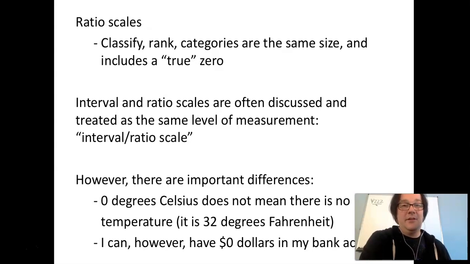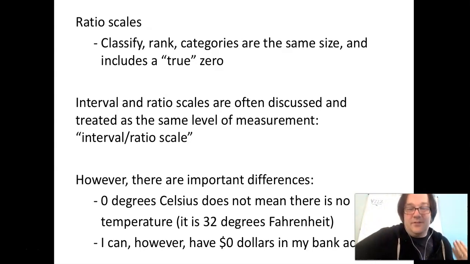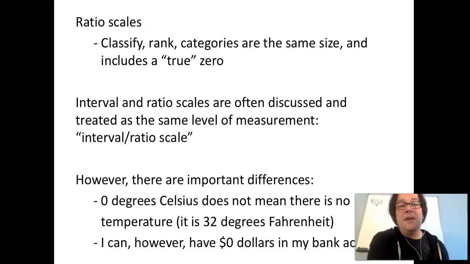There's none of it. So, like I said, taking a look at temperature, 0 degrees Celsius doesn't mean there's no temperature. Just 0 degrees Celsius, it's 32 degrees on the Fahrenheit scale. So that's an interval scale, something like temperature. But if you open up my wallet, which I don't have on me now, there's $0 in there, and that means there's no money in it because I'm broke, right? So that's 0 is a real 0 in that regard.